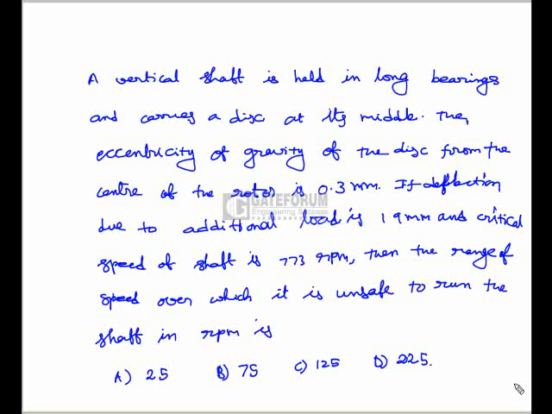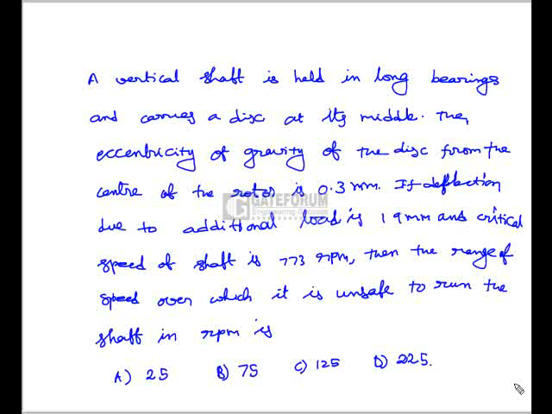A vertical shaft is held in long bearings and carries a disc at its middle. The eccentricity of gravity of the disc from the center of the rotor is 0.3 mm. If deflection due to additional load is 1.9 mm and critical speed of shaft is 773 rpm, then the range of speed over which it is unsafe to run the shaft in rpm is?